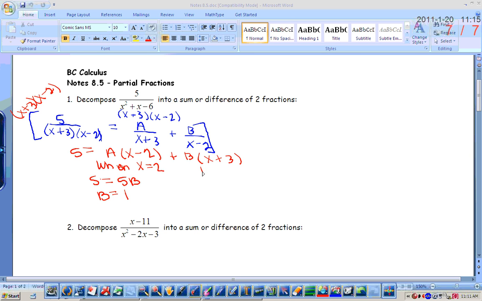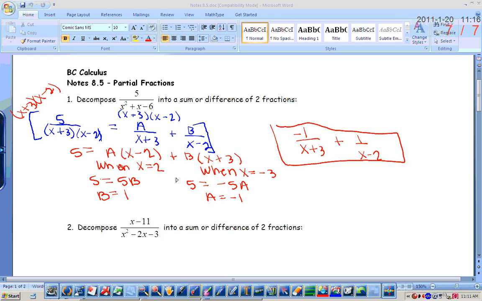All right, what would another strategic value for x be? -3. I'll catch on quickly. So when x equals -3, I'm going to get that 5 equals -5A. So A equals -1. Therefore, this entire thing that I started with, 5 over x squared plus x minus 6, is the same thing as A, which is -1 over x plus 3, plus 1 over x minus 2.